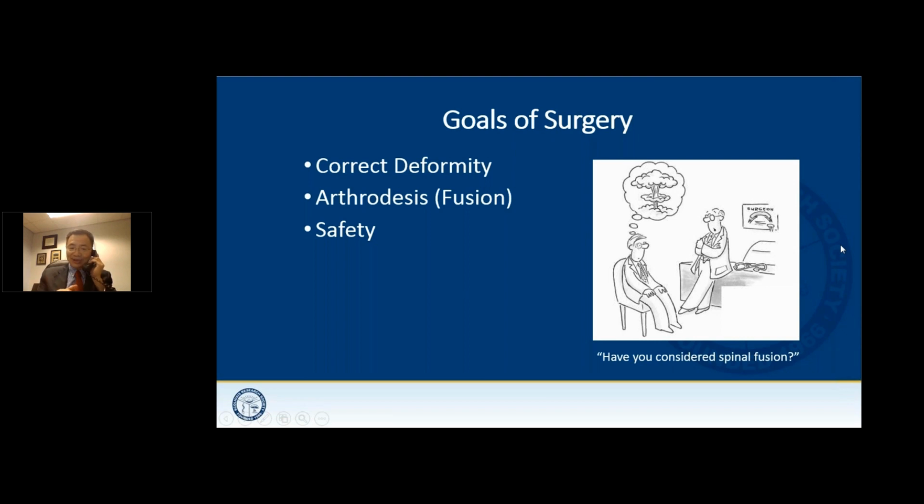I think the first point of confusion I'd like to address is the idea of fusion. So in the cartoon to the right, you have a surgeon explaining to the patient, well, have you considered spinal fusion? And in the patient's mind, this is a nuclear event. So fusion is not so.